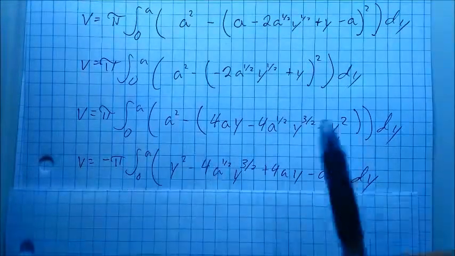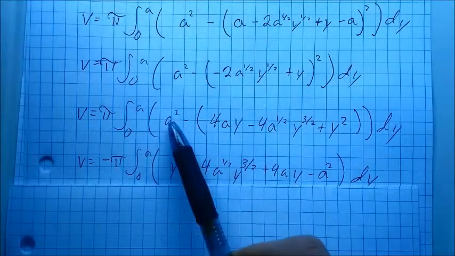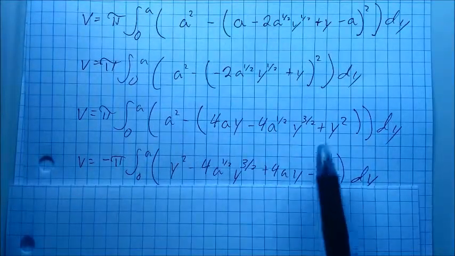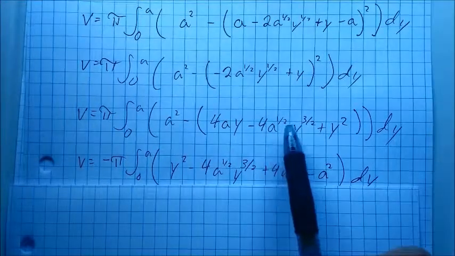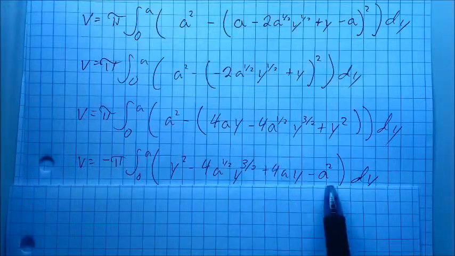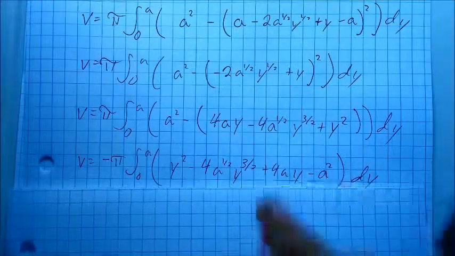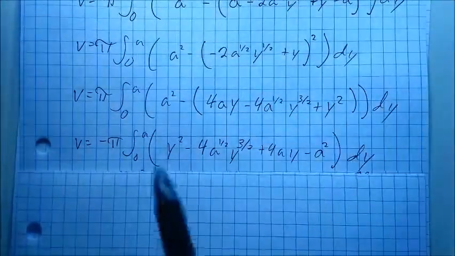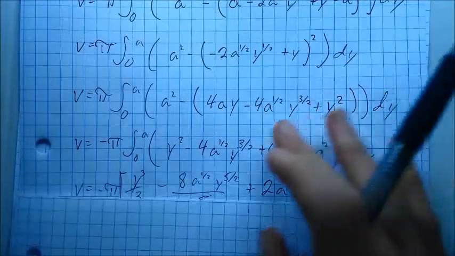my integral. None of this is going to be distributed, but this a squared is going to become negative here. So it's just going to be y squared minus 4a to the 1/2 y to the 3/2 plus 4ay minus a squared, like that. And this is just the factored out -1. From here, this is as good as we can get it. We can't really do anything more to this. And so we're going to go ahead and integrate.